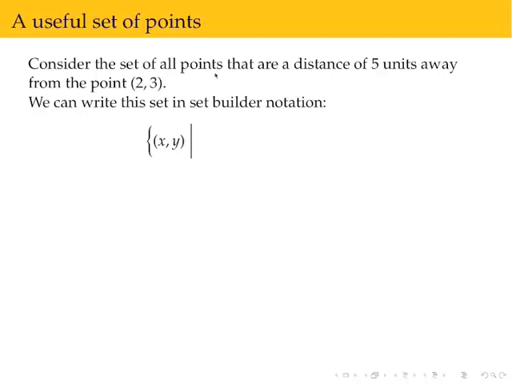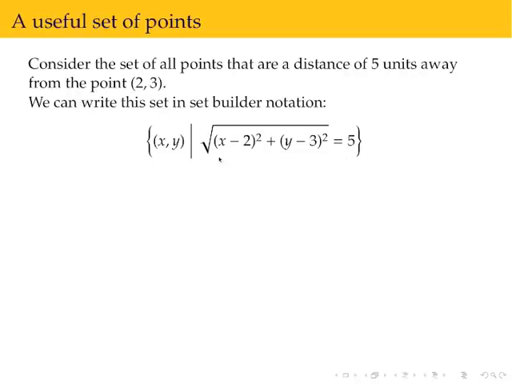But this is going to be a set of points, so it'll be the set of all points x, y. So x is my x-coordinate, y is my y-coordinate. And the condition for being in this set is that the distance away from the point 2, 3 is 5. So I can use the distance formula to express that this way. So this is just the distance formula with x, y, and 2, 3 being substituted in. And that distance needs to be equal to 5 units.